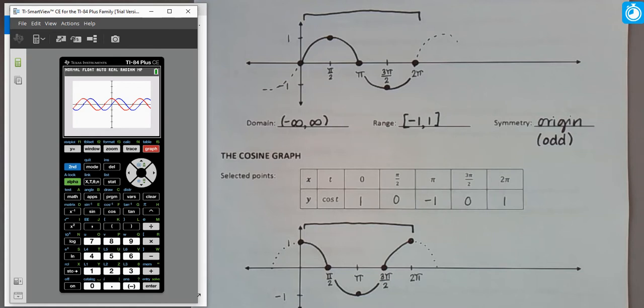And then at pi over 2, we decrease to 0. At pi, we decrease down to the minimum at -1. And then we continue around and complete a full period once we reach 2 pi. What I want you to notice here looking at these graphs though is how similar the shapes are. They are actually the same shape.